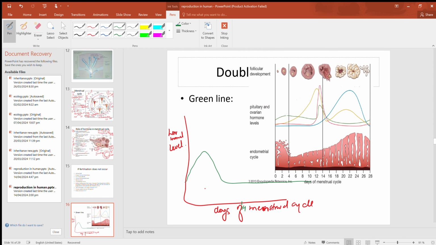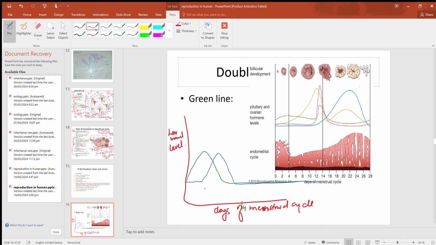Okay, and when the concentration of FSH increases in the bloodstream, which hormone will be stimulated? Estrogen. Initially estrogen level was normal, and then when the concentration of FSH increases, the estrogen level will increase sharply, and then it falls. Fine.